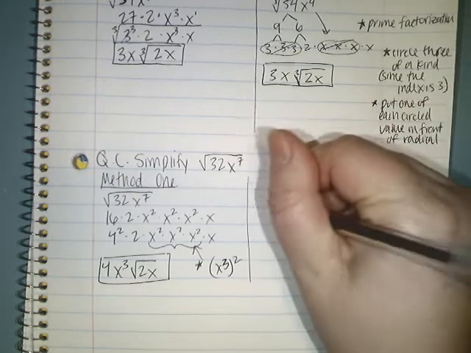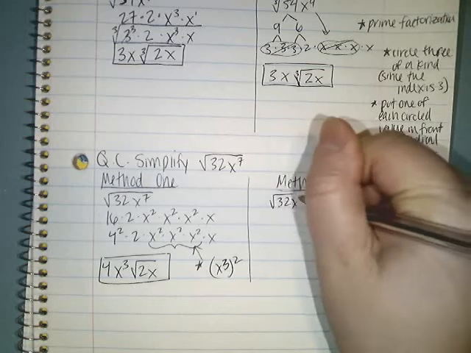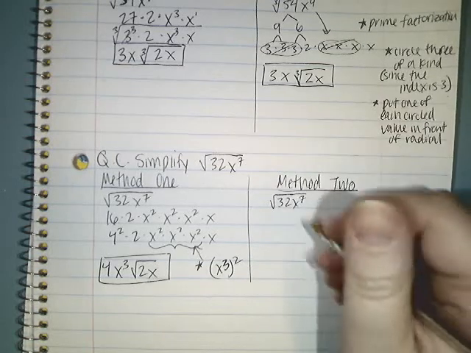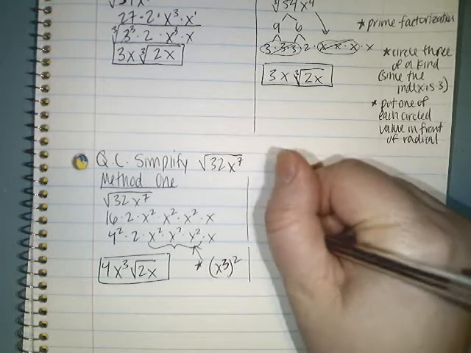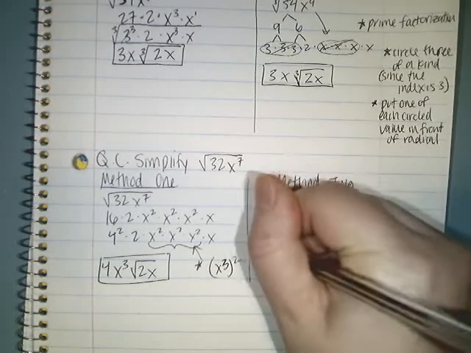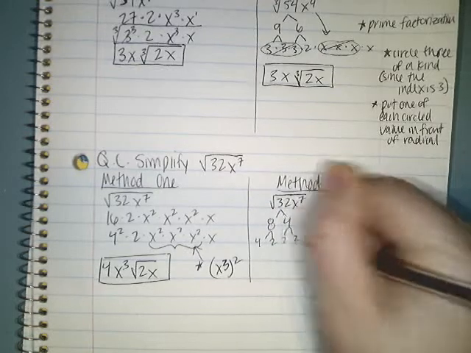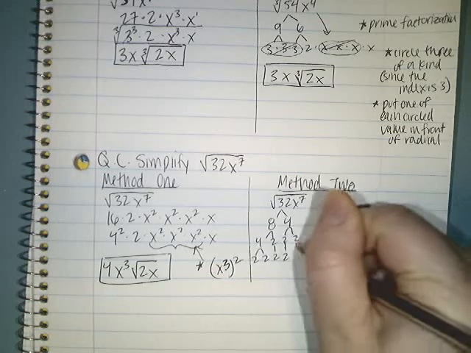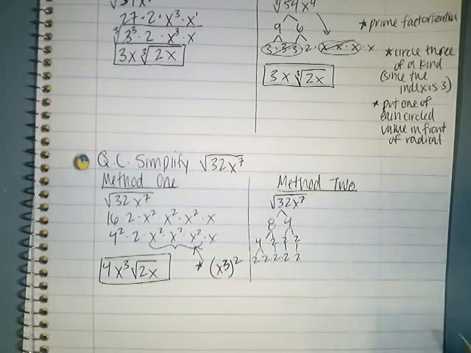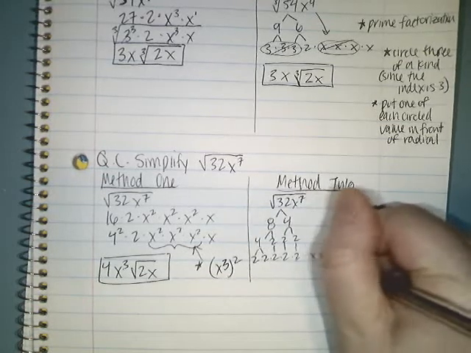So for method 2, I'm taking the same values. I have 32x to the 7th. This time I'm doing my prime factorization, so I can break this into 8 times 4, 4 times 2, 2 times 2, so I have 2 times 2 times 2 times 2 times 2. So I make my prime factorization, and then I have 7 x's.